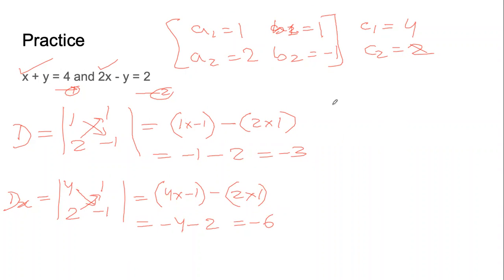The final determinant, which is dy. When we are writing dy, we will not write the coefficient of y, but in place of that, we will write the constants. So 1, 2, just as in the case of d, and then in place of 1, minus 1, we will write 4 and 2. Solve it. Tell me the value.